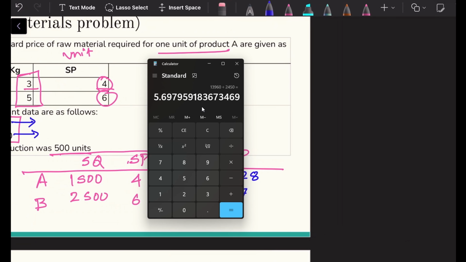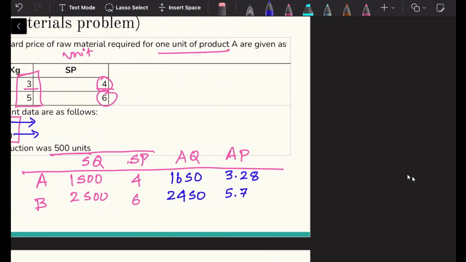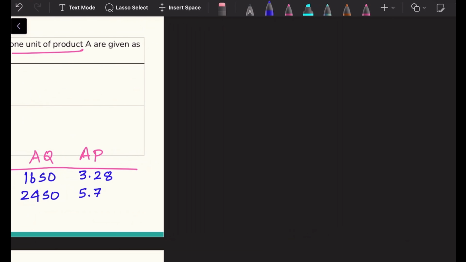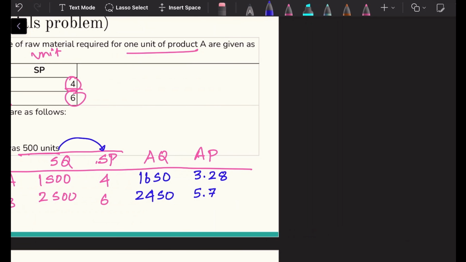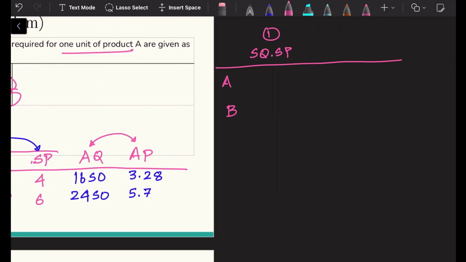Next step, I have to calculate the combination table. This is important. What I am teaching you is easy to remember and easy to reproduce in the examination. First you take these two factors, SQ, SP. I'll write for A and for B. First I write SQ, SP. So I call it as 1. Next I take AQ, AP.